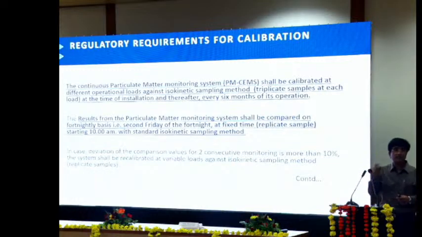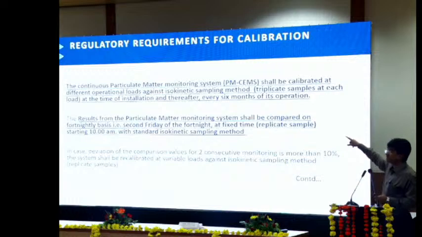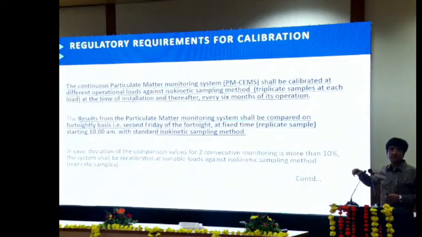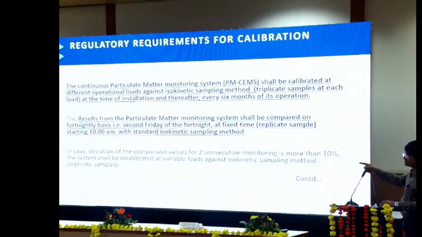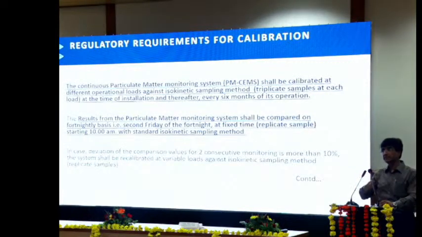Don't depend only upon the consultants who will come once in a while, do the monitoring and submit a report. No. The requirement says you need to have your own infrastructure, you need to do this particular exercise yourself, because every 15 days, you cannot call them and do this. Now what happens in the next step? In case deviation of the comparison values of 2 consecutive monitoring is more than 10%, the system shall be recalibrated at variable load against isokinetic sampling method. So if the variation is of the order of more than 10%, then you need to once again calibrate your system.